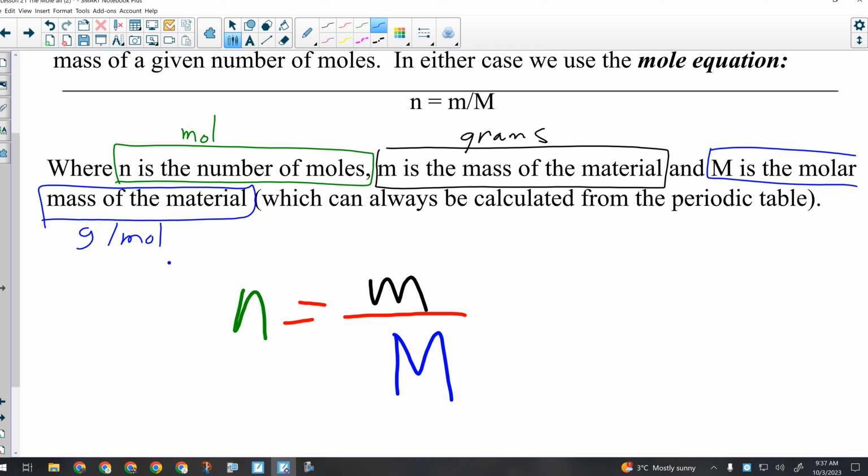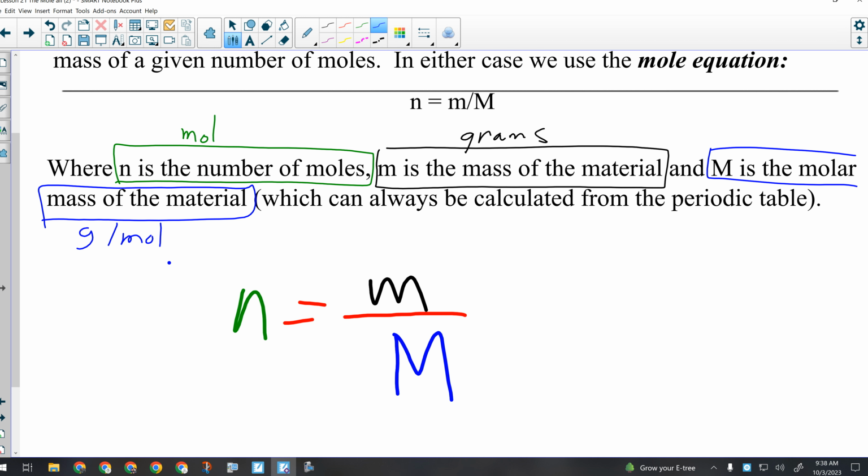Okay, so right now the mole equation is set up to solve for moles. If I divide mass in grams by molar mass in grams per mole, the grams cancel and I'm left with moles. Okay. What if I want to solve for little m?